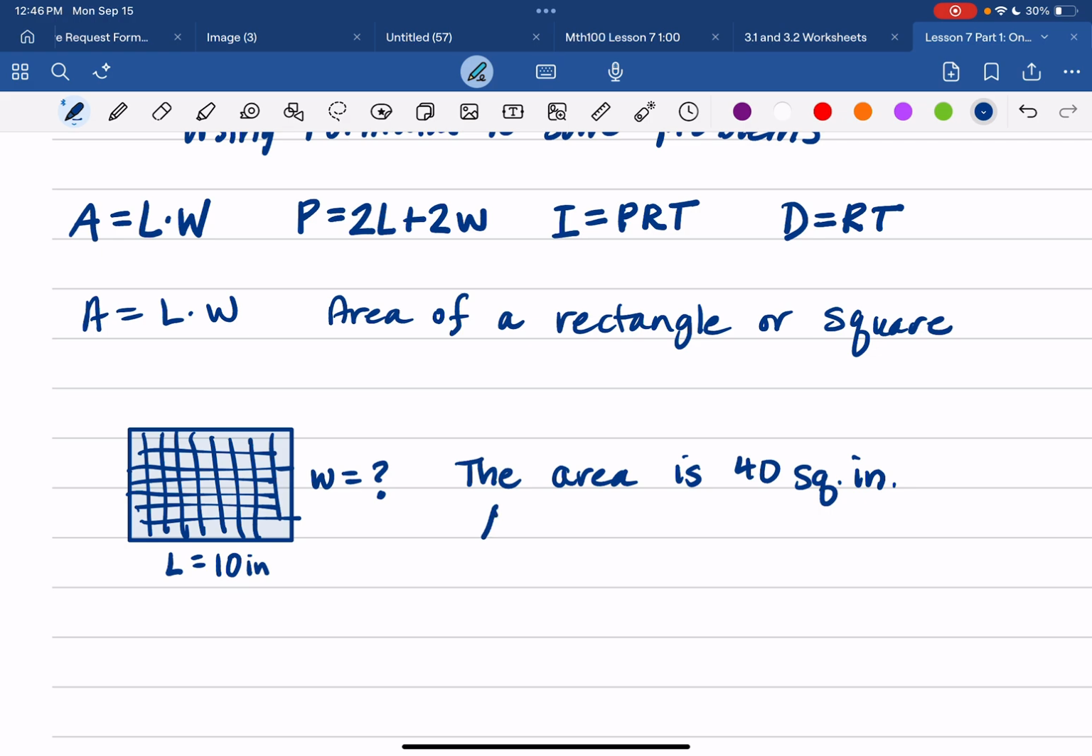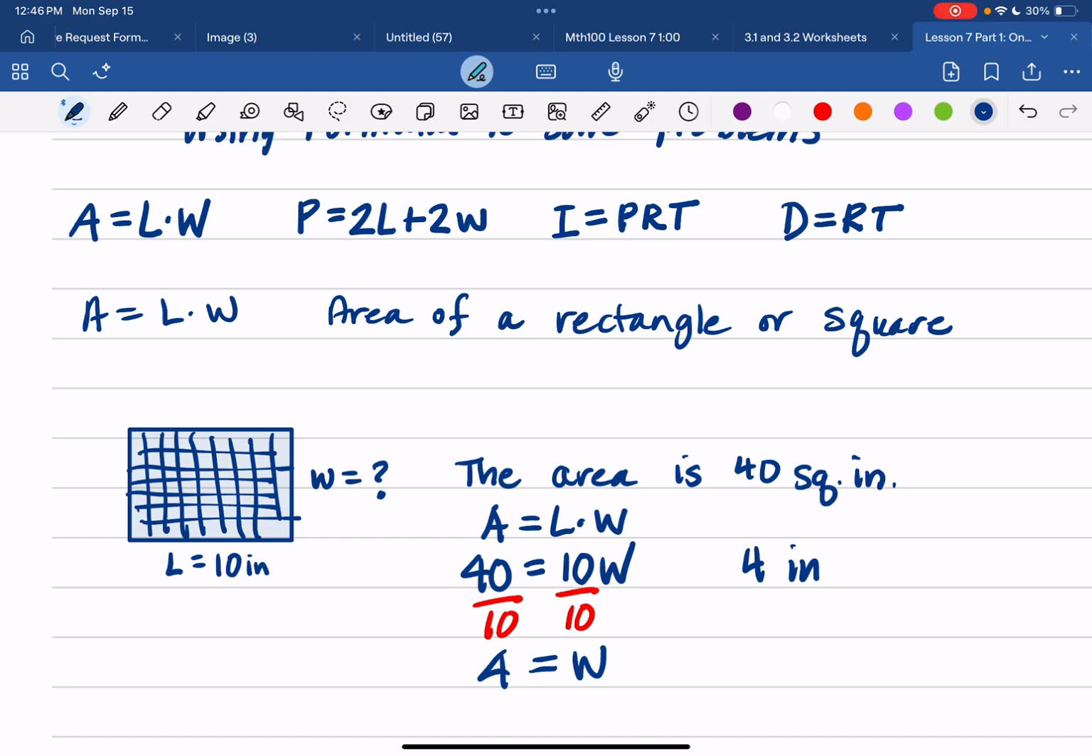Well, we know area is length times width. We know our area is 40. We know our length is 10. So now we have a one-step equation. We just divide by 10, and that gives us that 4 is our width. And so that would be 4 inches, not square inches. Only area is measured in squares. Our answer here would be 4 inches.